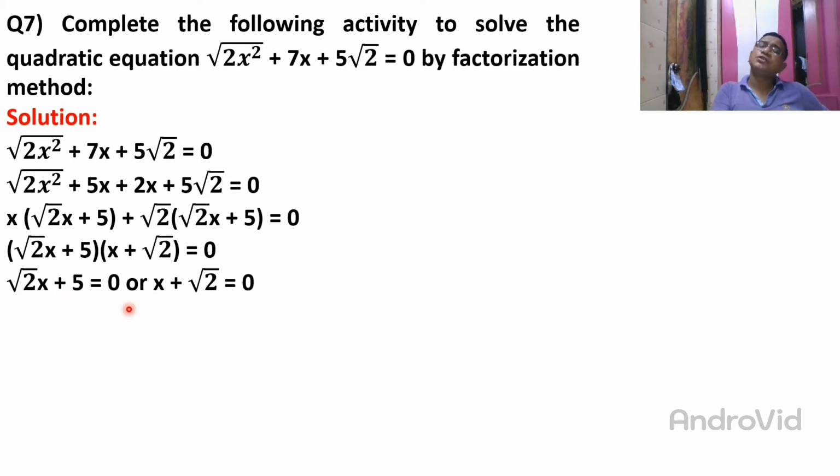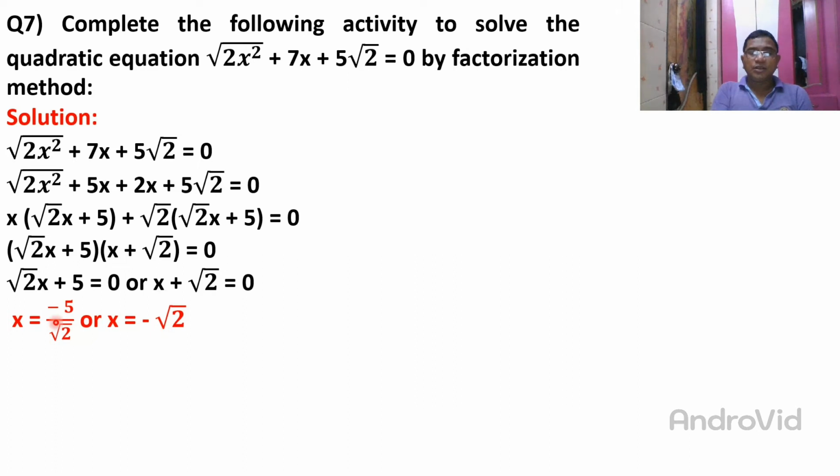So plus 5 goes across, minus 5, and plus root 2 goes across, minus root 2. See, in root 2x plus 5, plus 5 goes across as minus 5. Root 2 is multiplied, so it goes across as divide, so x is equal to minus 5 upon root 2. Then in x plus root 2, plus root 2 goes across, so x is equal to minus root 2.